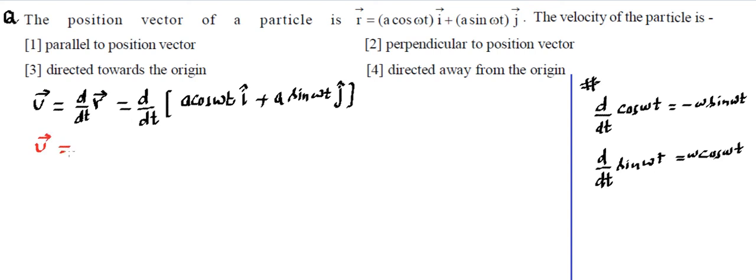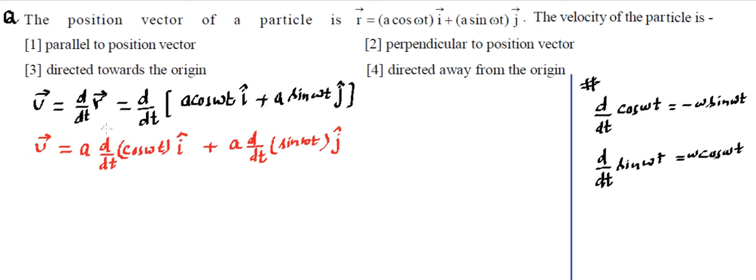So v will be equal to d upon dt. We know this can be distributed, as we have seen in the previous examples, so a can be taken outside, and d upon dt has to be applied on cos omega t. I cap is a constant, so it can be taken outside. Similarly, b will be outside, and d upon dt will be applied on sin omega t, and j cap will be outside. So this is how the velocity will be written.